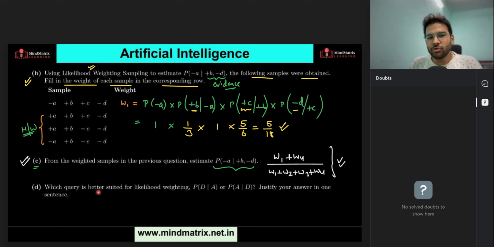What about this part? Which query is better? Now let's try to answer this. You can answer this question if you have understood it. What is likelihood weighting? Which query is better suited for likelihood weighting? Probability of D given A or probability of A given D? Justify your answer in 1 sentence. Think about it. I'm giving you some time. Carefully think about it and let me know. Which query is better to answer for likelihood weighting based on the graphical model we have? D given A or A given D?